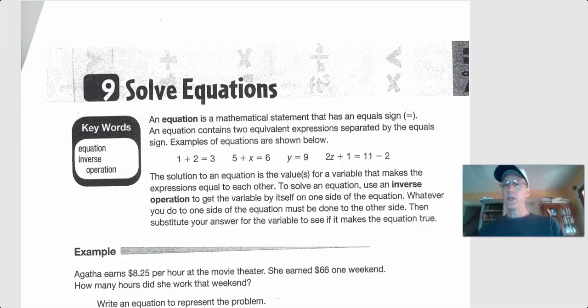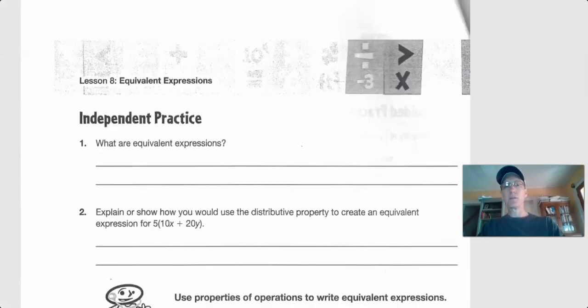Okay, sixth grade. So today I can't be in class, and we're going to look at solving equations. Number 9. I'll show you here. This is in this packet.